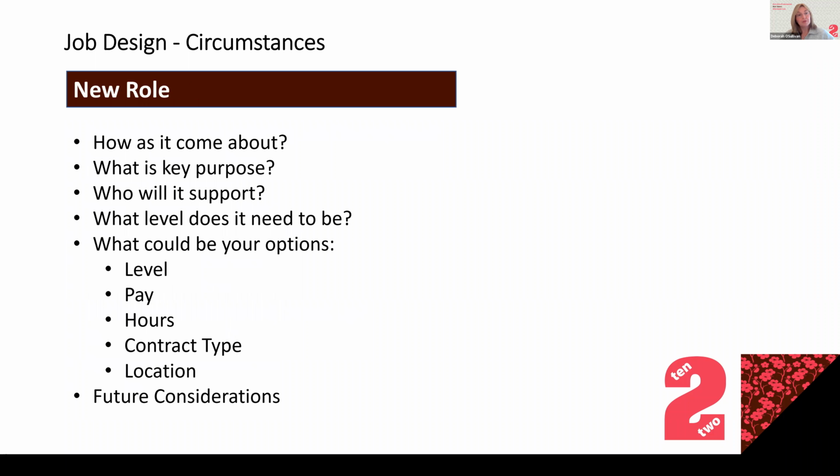If you have a new role, then you've just got more flexibility. The world is your oyster, almost. You need to keep the things we've just talked about in mind, but think about how that role has come about and what its key purpose is. What are the 1 or 2 things that this role is really responsible for and that are crucial for that job to deliver? Who will it support?